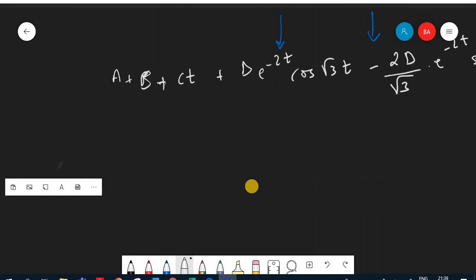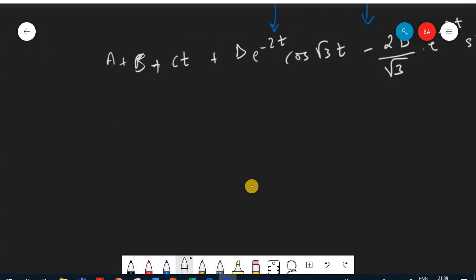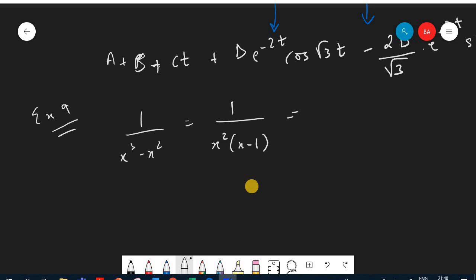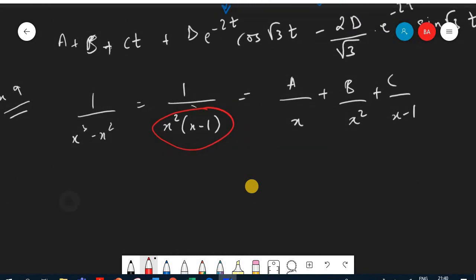I'm going to solve just one final problem. It's a very simple problem, just to leave you with a simple problem. So if I have a problem which says 1 over x cubed minus x squared, for example. If I just factorize, this will be 1 over x squared into x minus 1. And you can put something over x plus something over x squared plus something over x minus 1. So this would be like a over x plus b over x squared plus c over x minus 1. If you multiply by this denominator for both sides, you will get an answer.